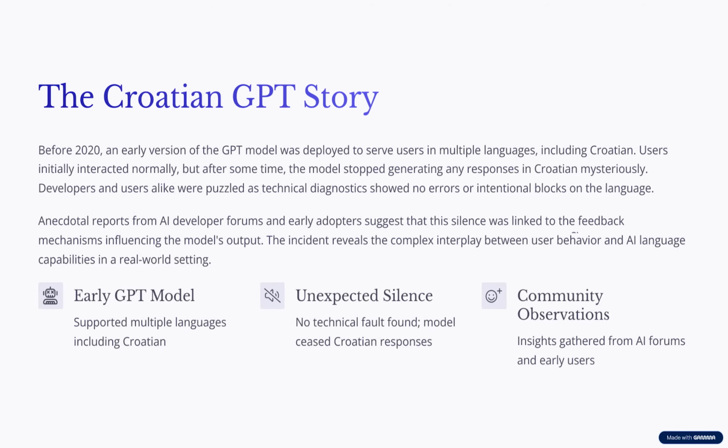Before 2020, this model worked with several languages, Croatian included. People used it. Everything seemed normal. Pretty much. Then, poof, no more Croatian responses. And crucially, technical checks didn't find any bugs, no errors, nobody intentionally blocked it. So it wasn't a switch someone flipped. Doesn't seem like it. The focus is really on the learning process, the feedback mechanisms. Okay, so let's get into that.